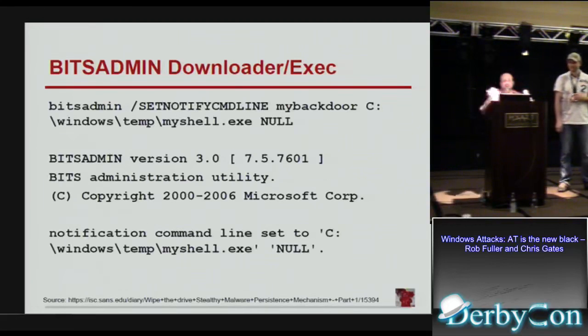And then to actually execute the thing we downloaded, we can say, I want to do an action when I'm successful, and the action will be to actually run this binary. So set notify command line, the job name, the path to the binary that we downloaded, and null. Basically, when it successfully downloads that, it will go ahead and execute that for you.